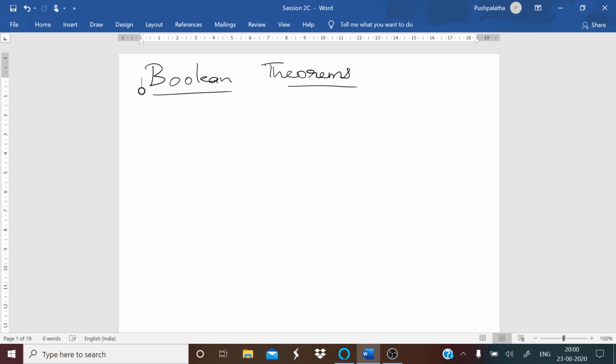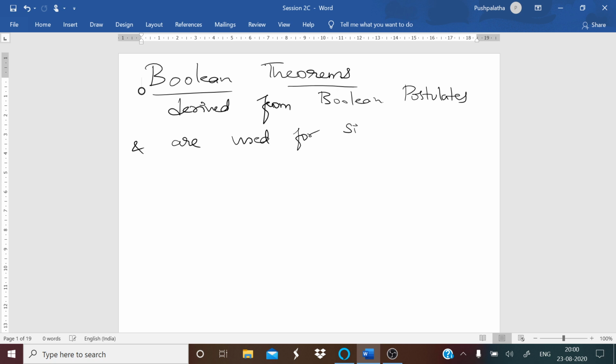Boolean expressions. Okay, Boolean theorems are derived from Boolean postulates and are used for simplification of Boolean expressions. Okay, now how are you going to prove?